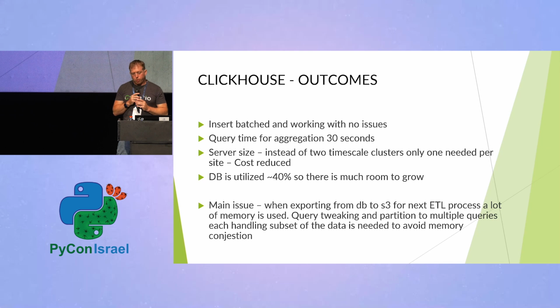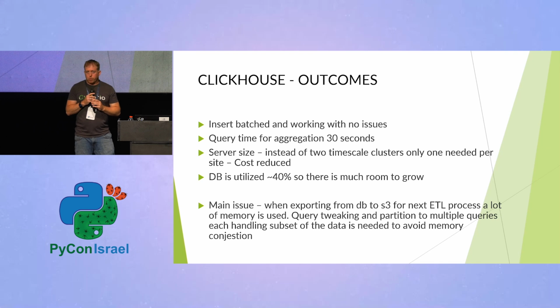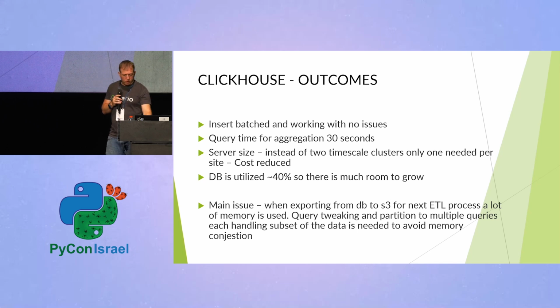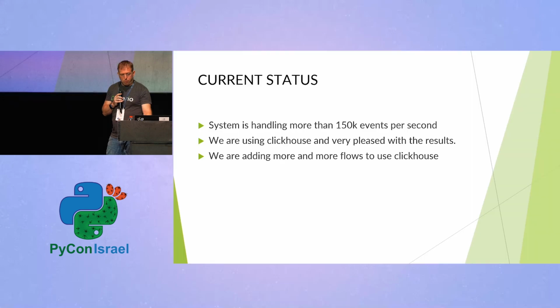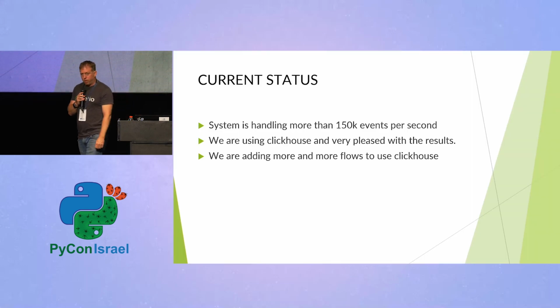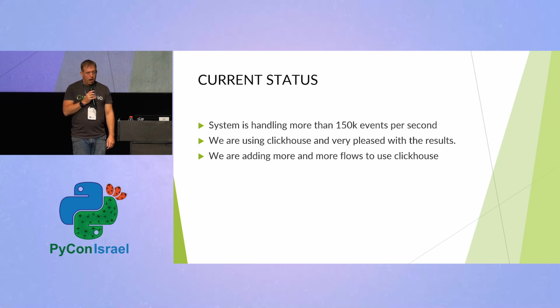The only main issue is that when we exported from this database, the export process itself consumed a lot of memory on each of the clusters. To avoid out-of-memory problems, we partitioned the query into smaller parts and ran each of the parts iteratively. So what's next? I don't know, but there'll probably be a next hop. Currently, we're handling more than 150,000 events per second. We're quite pleased with ClickHouse, and we're adding more and more flows into this framework.